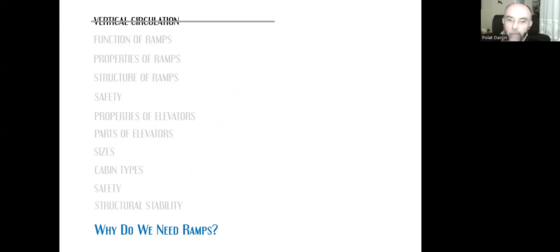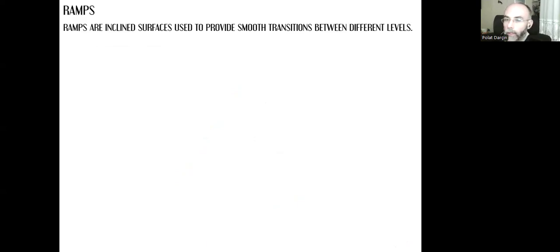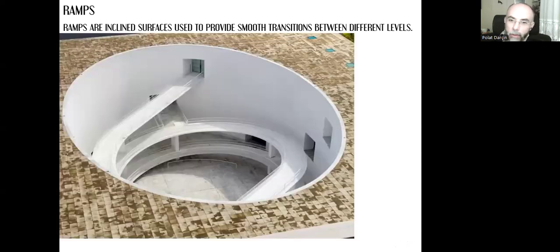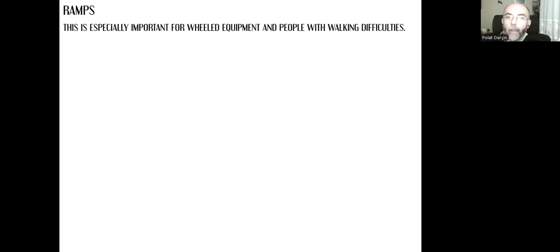Let's start with the ramps. Why do we need ramps? These are inclined surfaces with the same purpose as stairs, to provide a smooth transition between different levels, to allow users to go from one level to the other. But it doesn't necessarily have to be only functional. Of course, we have very nice examples in addition to its functionality. This is especially important for wheeled equipment and people with walking difficulties.